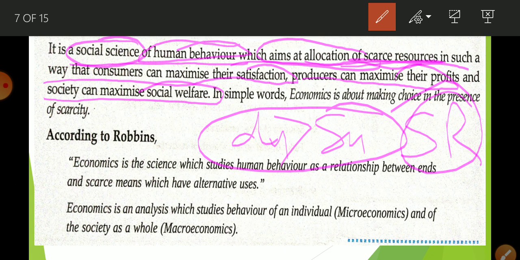Producer, the person who is doing the work of production. His aim is profit. Why is any person doing production? For what? Getting the profit. So the producer is going to maximize profit, and society is able to maximize social welfare.